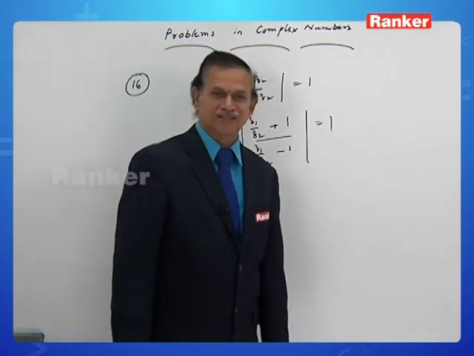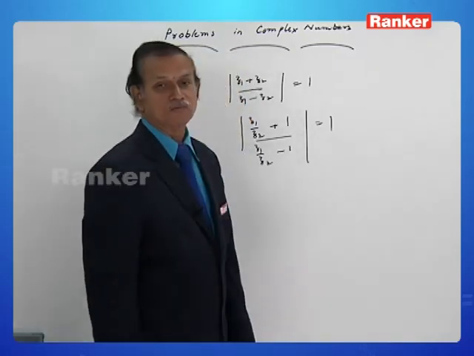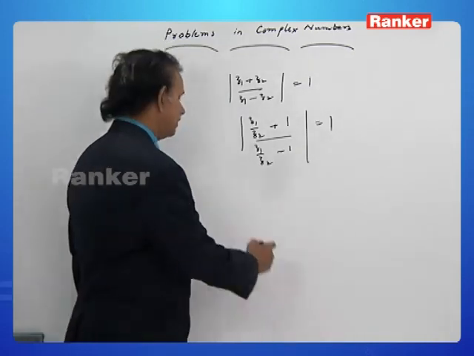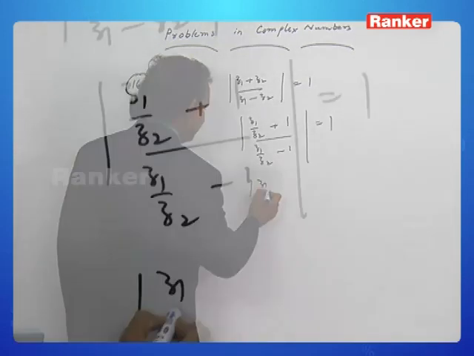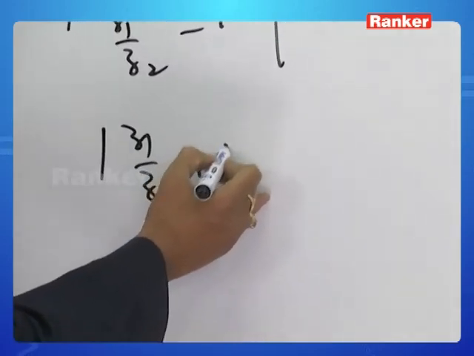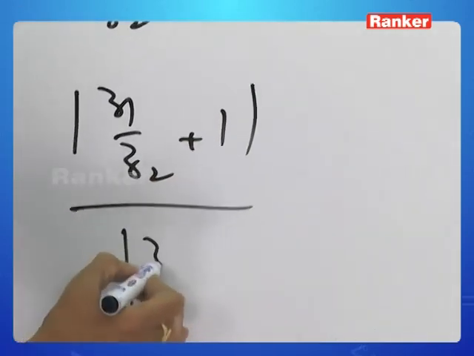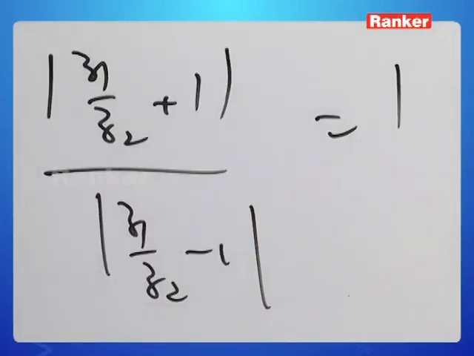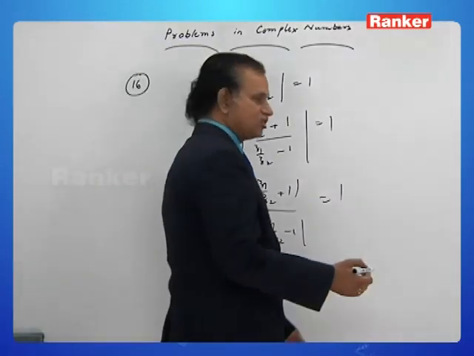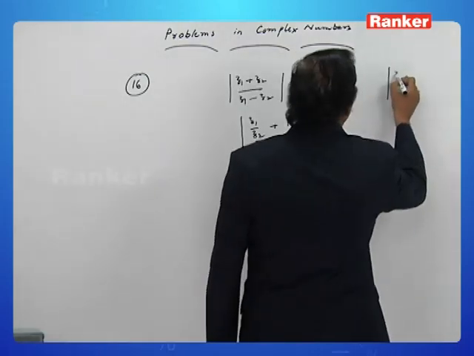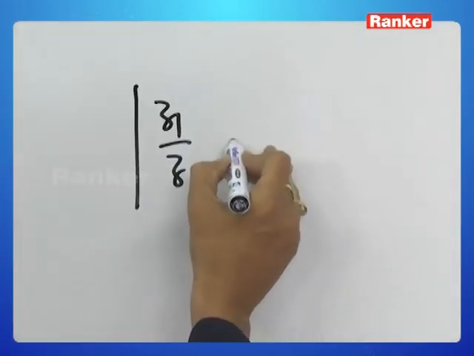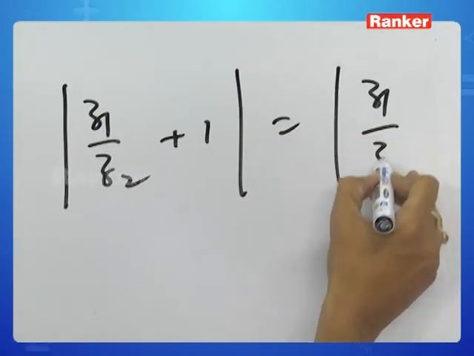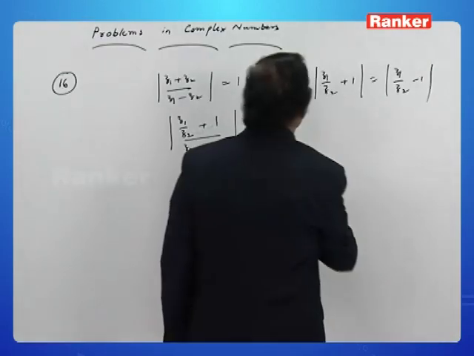Z1/Z2 plus 1, over Z1/Z2 minus 1, is equal to 1. That is, mod (Z1/Z2 plus 1) by mod (Z1/Z2 minus 1) is equal to 1. Thereby we observe that modulus of Z1/Z2 plus 1 is equal to modulus of Z1/Z2 minus 1.